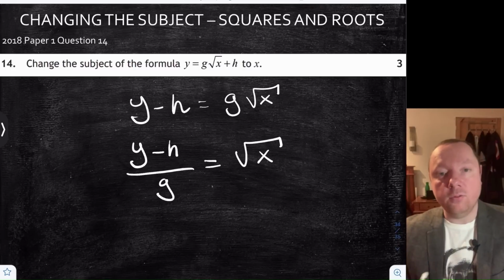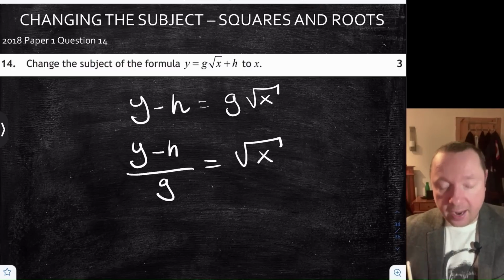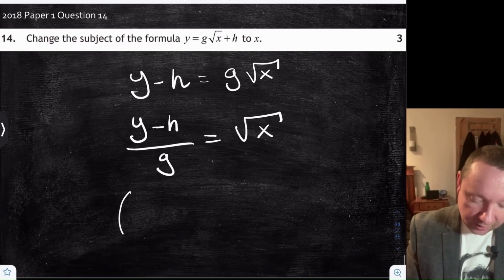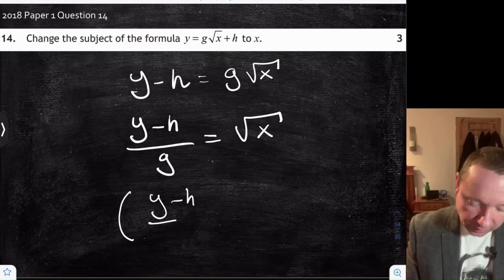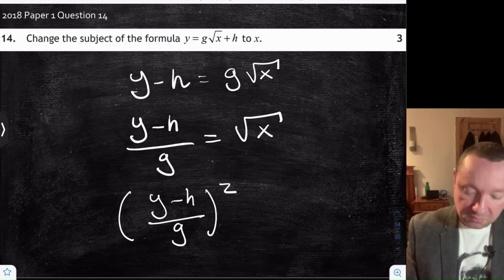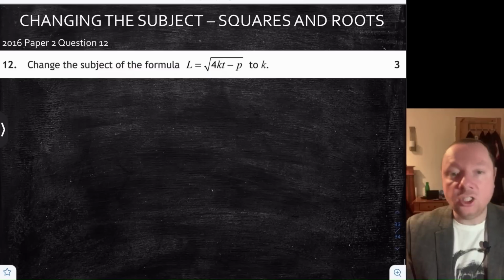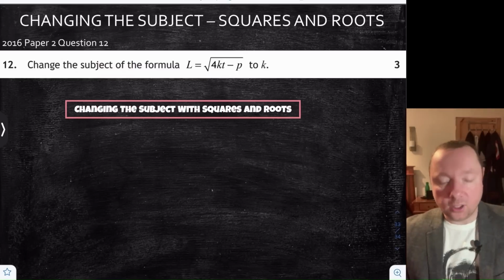And now, since we've eliminated everything and we've got root x on its own, we're going to square both sides. So we can just write a big bracket, y minus h over g squared. The whole thing's getting squared. Equals x. And we're done. Okay, changing the subject, but when there's squares and square roots involved.